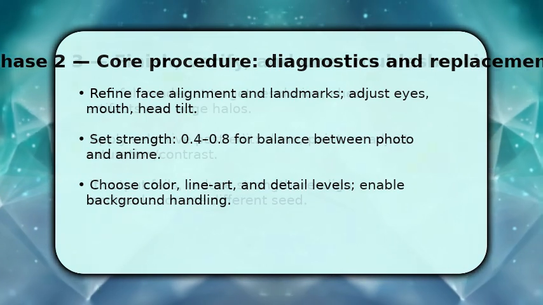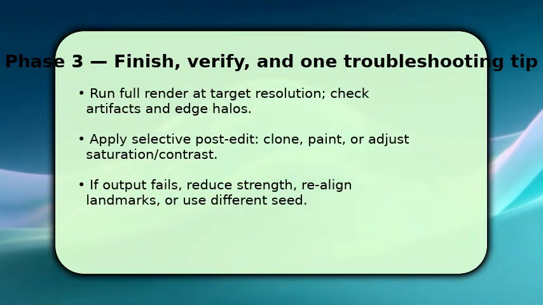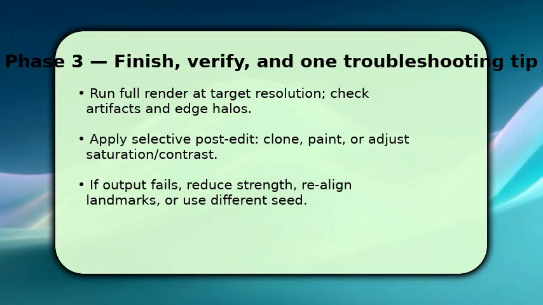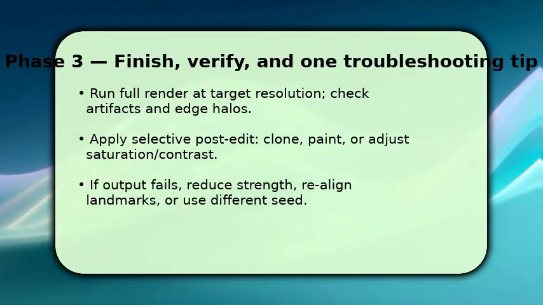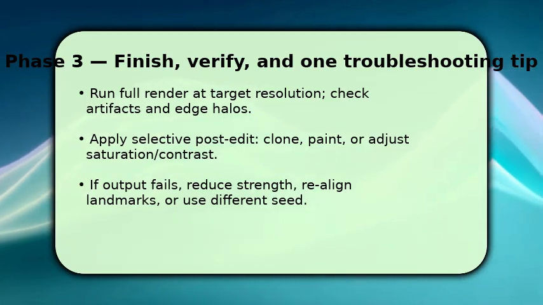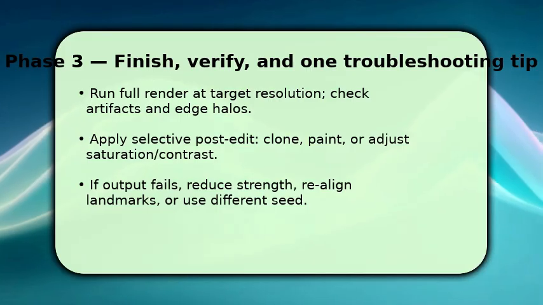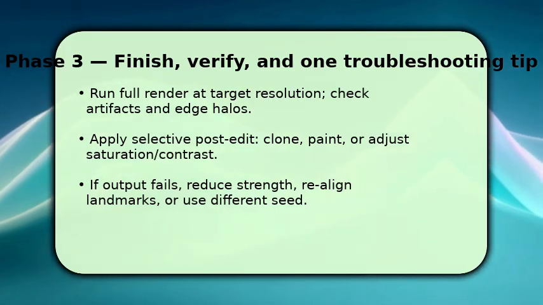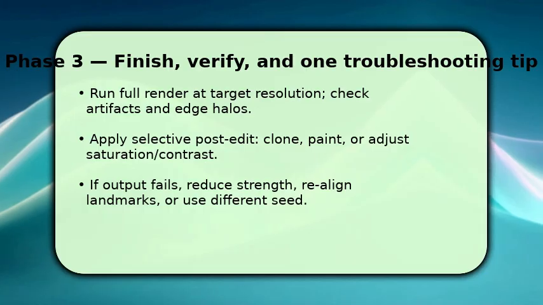Render the full image at your target resolution and inspect for artifacts like jagged edges or lost details. If you see issues, perform selective post-editing. Clone out glitches, paint over missing lines, or tweak saturation and contrast to match your reference. Once you're happy, save versions and export layered files if available.